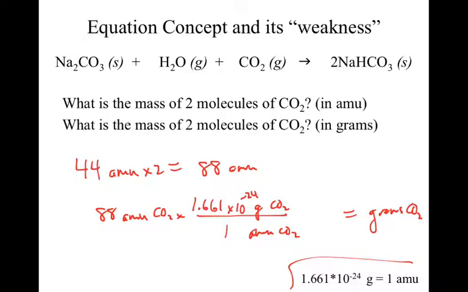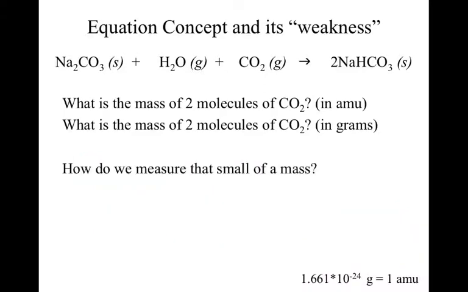If we were going to go through and measure out just two molecules of CO2, that is such a tiny, tiny number that we can't actually weigh it. So if we wanted to run an experiment to prove that we did our balanced equation right, we've got a problem. We can't actually weigh this amount. Okay? So we have no ability to do this.